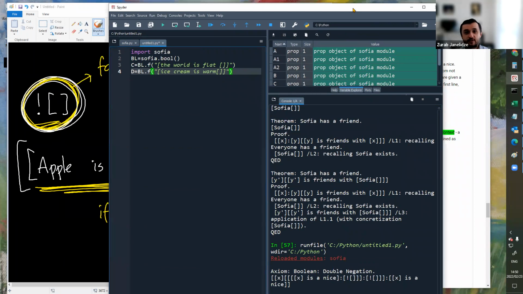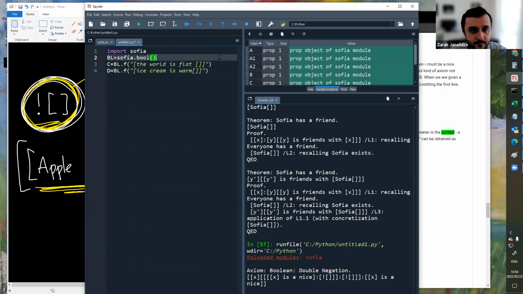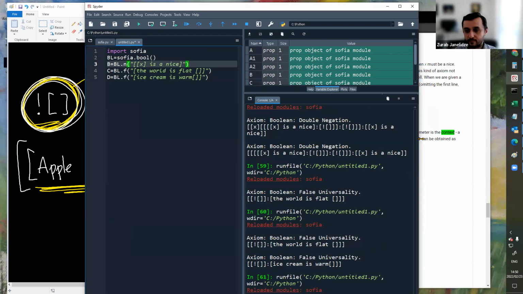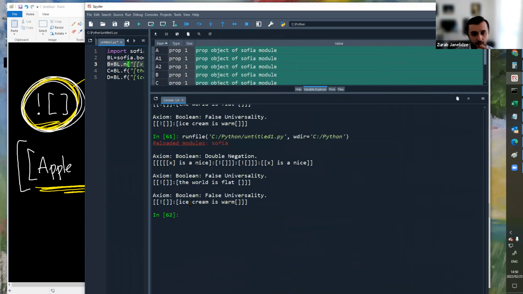The second axiom that involves absurdity, in other words, falsity, the second type of axiom is the one I had before that I erased. Let me bring it back. Actually, I only did this line. It's this one. Now let's try to understand what this says.